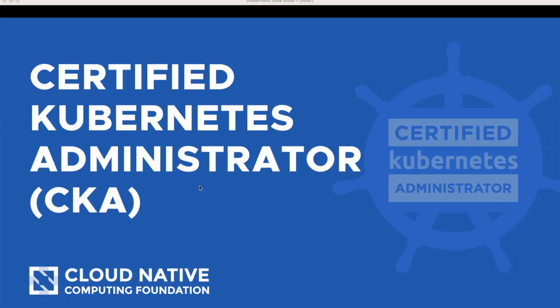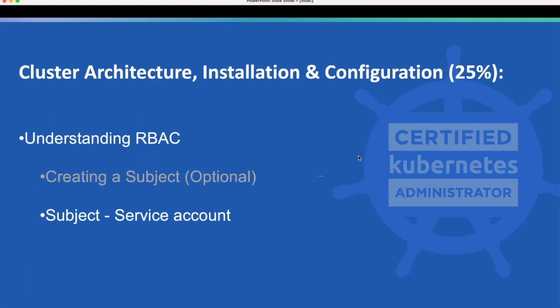In this playlist we're talking about the CKA and how we can prepare for it, covering all the chapters. Now we are in the cluster architecture, installation and configuration chapter, in the RBAC section. In the other video, we talked about the optional part of the subjects, which was about user and group. Now in this video, we start the RBAC and go into the service account part.